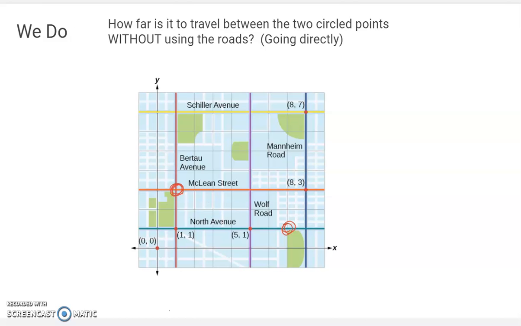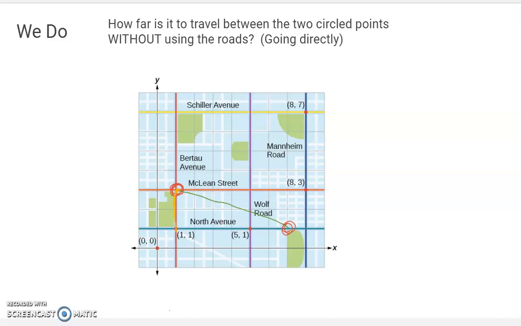So the question is similar to the last one. How far is it to travel between the two circled points without using the roads, going directly? When you look at that, it looks impossible to know. How would you ever measure that? You can't very well, but you can make a right triangle out of it.